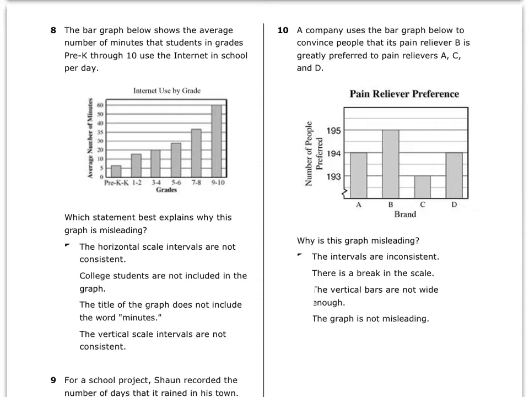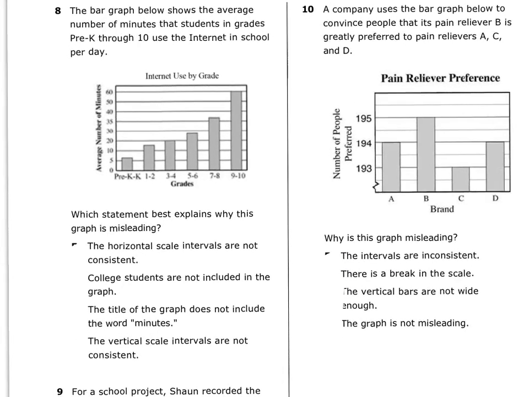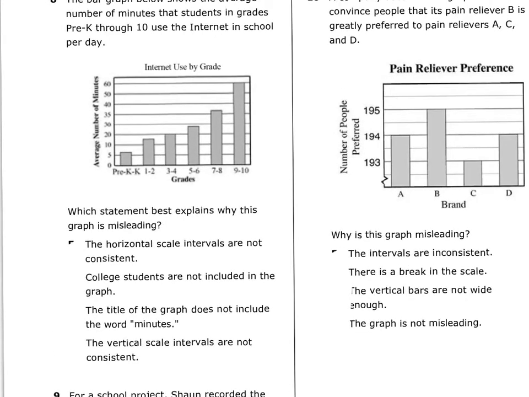Number 8. The bar graph below shows the average number of minutes that students in grades pre-K through 10 use the internet in school per day. Which statement best explains why this graph is misleading? First one says the horizontal scale intervals are not consistent. So that baseline, the horizontal line, the scales that we use, those intervals are not consistent.